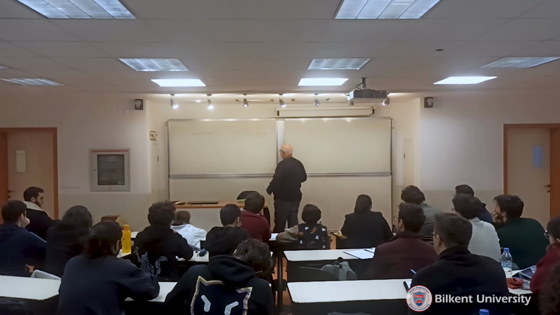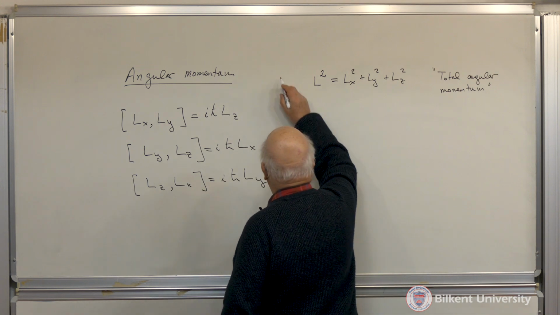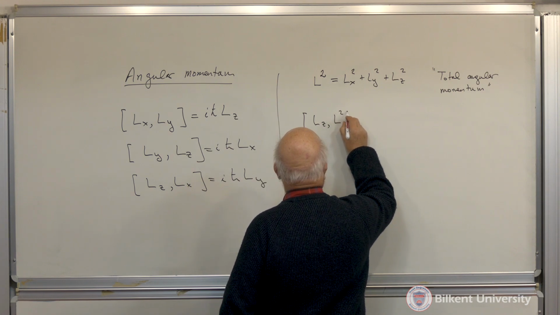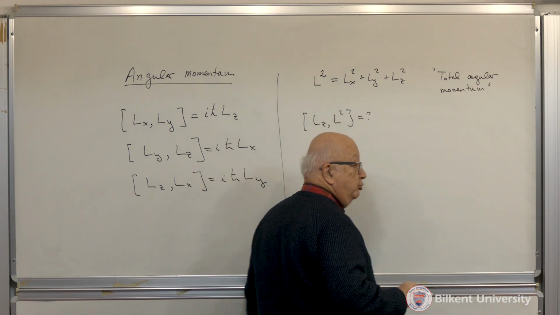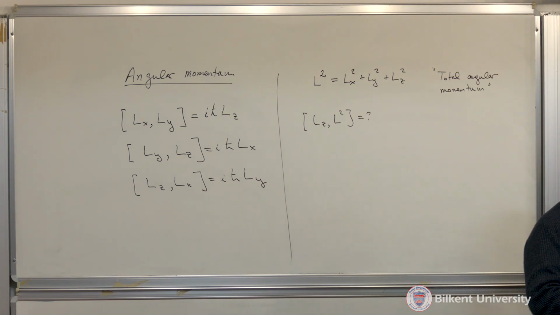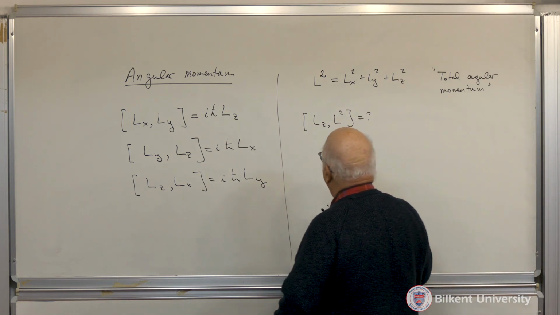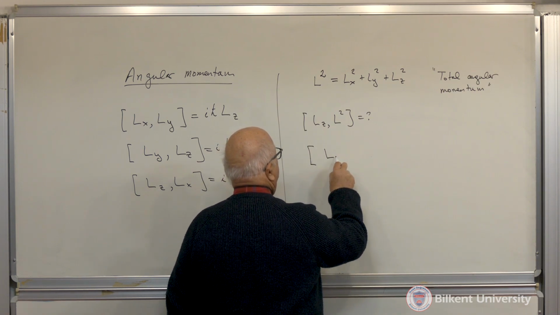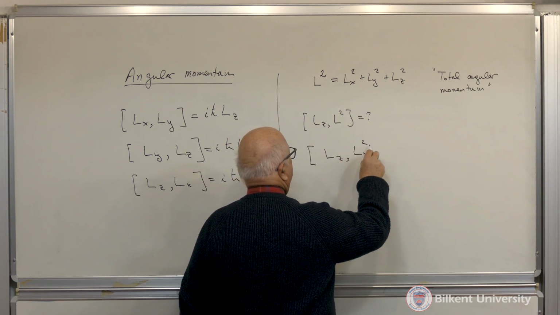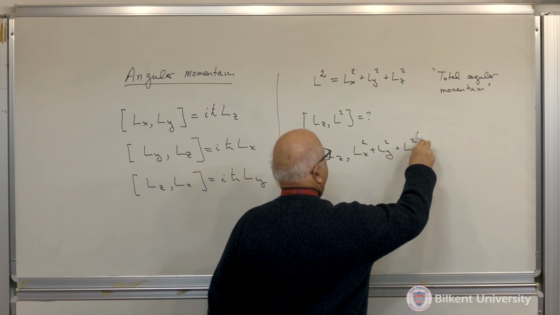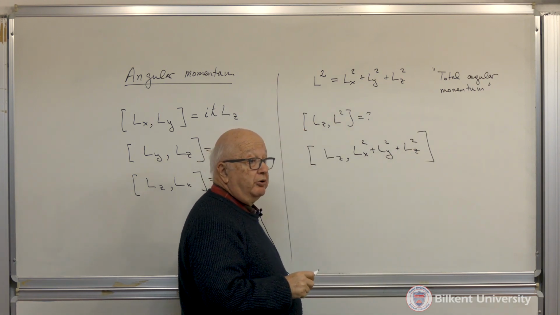For that we have to check what, for example, the commutator of Lz with L squared is. If they commute, I can then find common eigenvectors of Lz and L squared. So let's check that. Do they commute? How do I do that? Well, let's start with Lz with Lx squared plus Ly squared plus Lz squared. That's what I want to calculate.